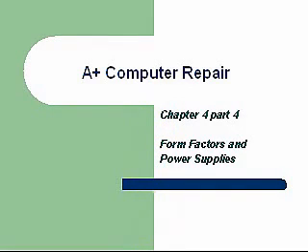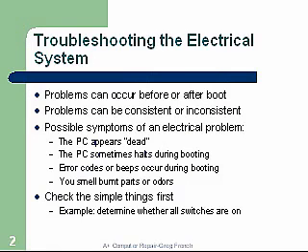Today we're going to be covering Chapter 4, Part 4, Form Factors and Power Supplies as part of our A+ Computer Repair Series. Troubleshooting the electrical system. Problems can occur before or after a boot. Problems can be consistent or inconsistent. They can be intermittent, which makes them even more of a problem.